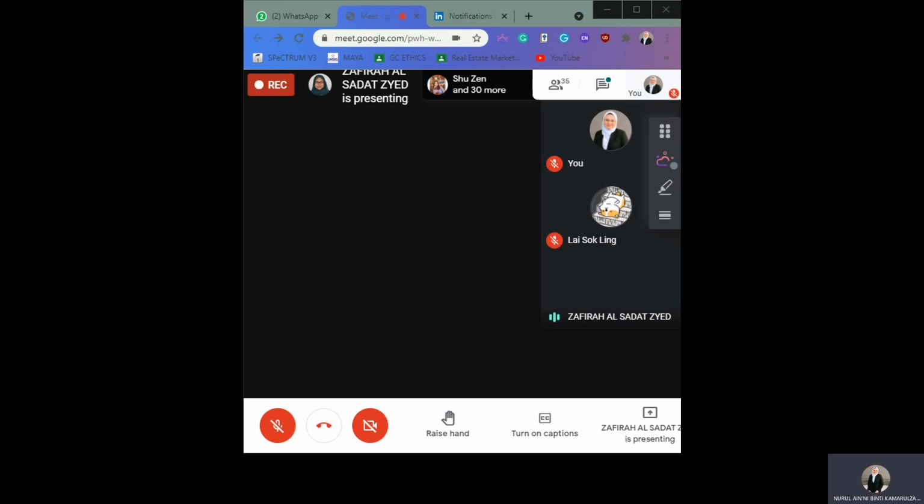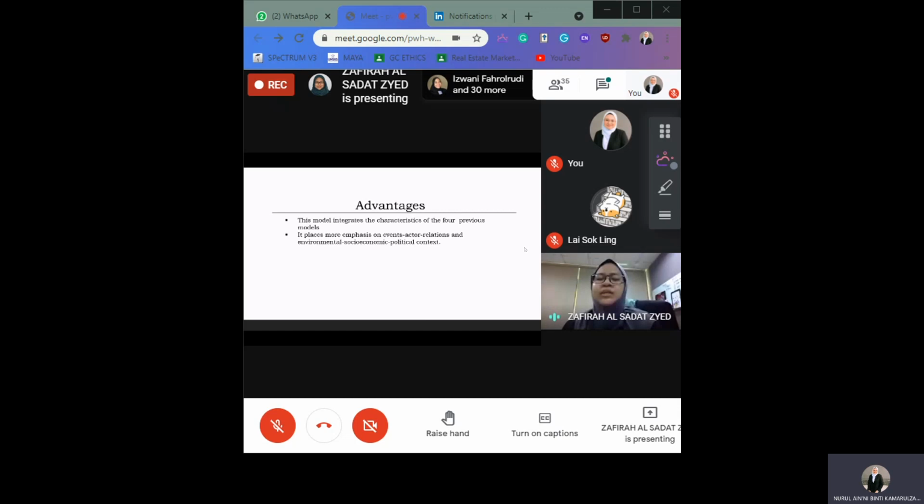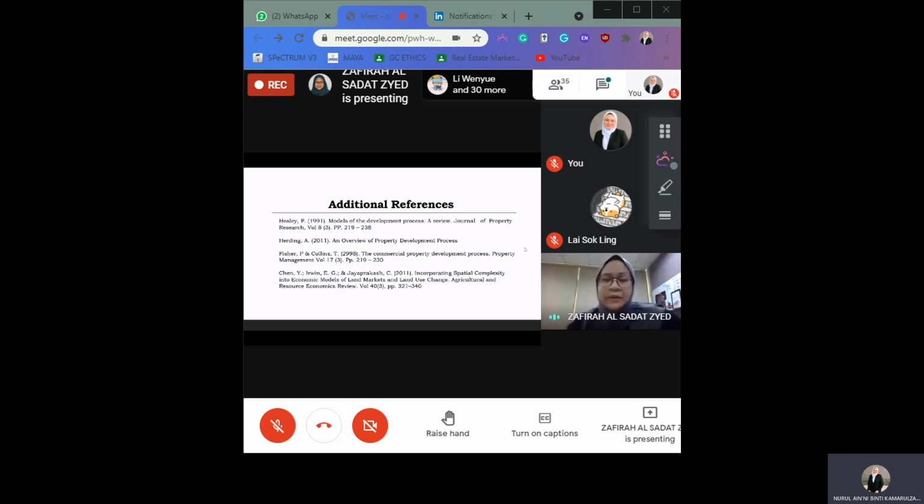So the advantage is that this model integrates the characteristics of the four previous models, and it places more emphasis on events, actor relations, and also the environment, the socio-economic and political context, because you have to include all this in order to have a successful model. Do you think the model has disadvantages? Obviously they said no, because they feel that that's the best model. Okay, so anyways, I think that's about it. That's the five models. Oh, it was just half an hour.